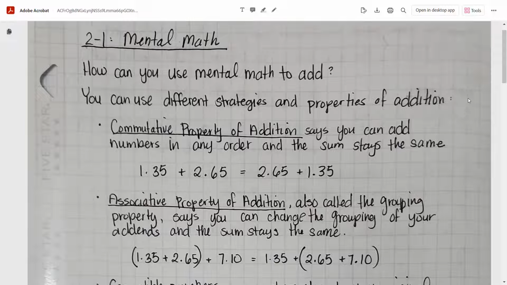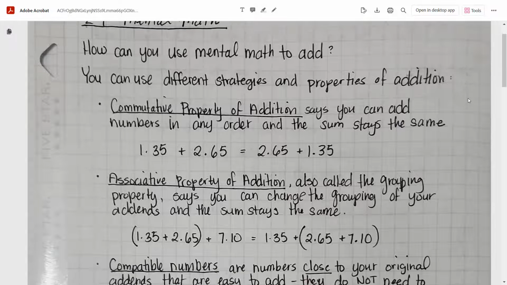So in my example question here, I can see that 1 and 35/100 plus 2 and 65/100 is going to equal 2 and 65/100 plus 1 and 35/100. Just because I'm switching the numbers, that doesn't mean that anything is going to change. I haven't added in any extra and I haven't taken anything out. All I did was move them around a bit.